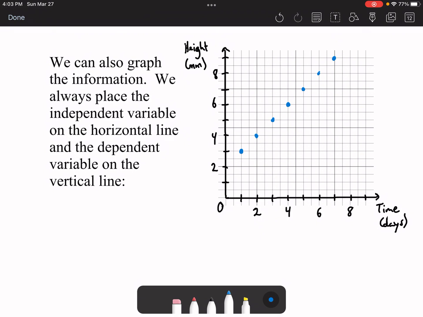Now because time 0 could be representative, that could make sense at a height of 2 millimeters. And all other times and heights make sense here. So we're going to draw a line here, and put an arrow on the end so that it continues. This item that we've created right here is called a graph. This is a graph of this relation or relationship.